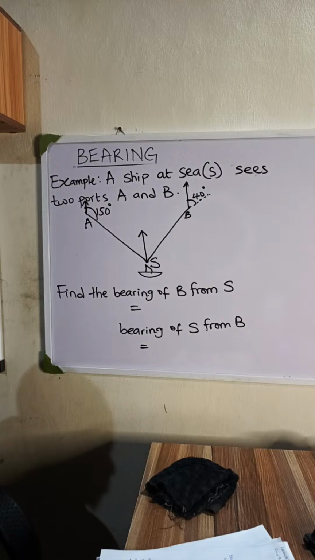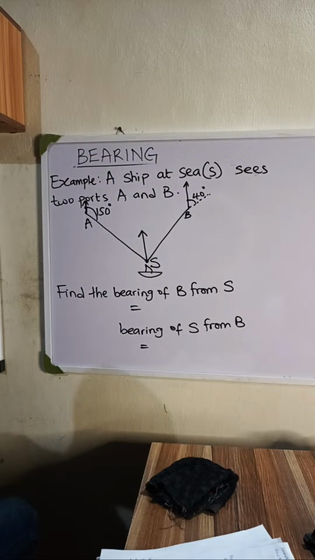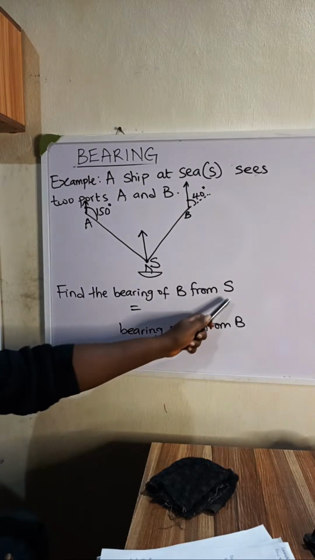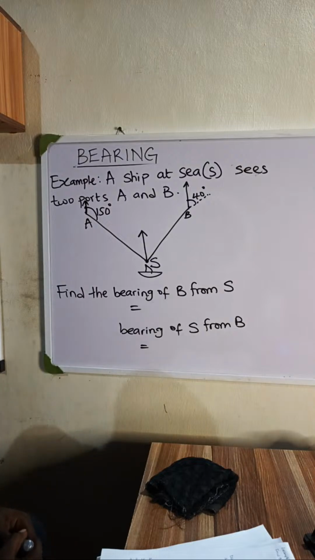Okay, let's look at it together because of time. First of all, B from S. B from S means we are starting from S. We are going towards B. B from S, 140.